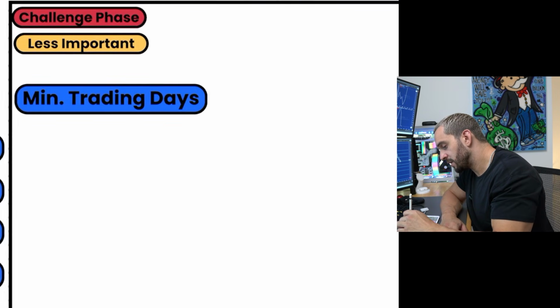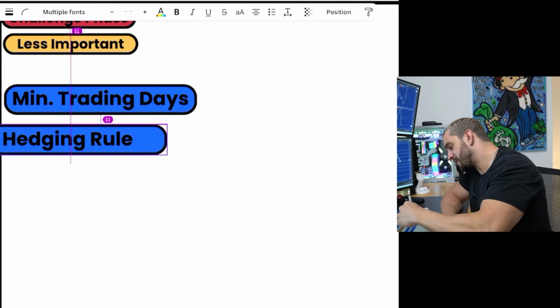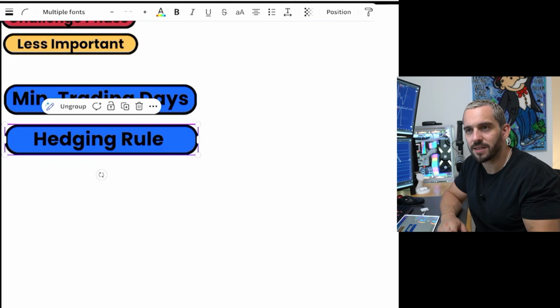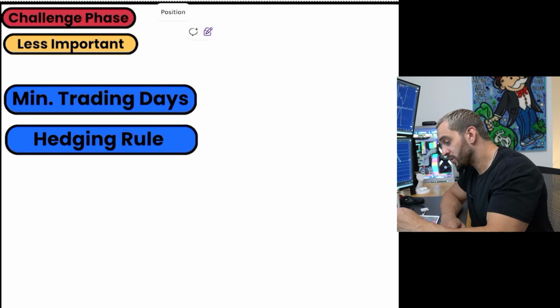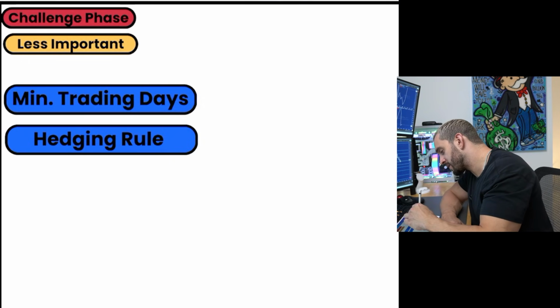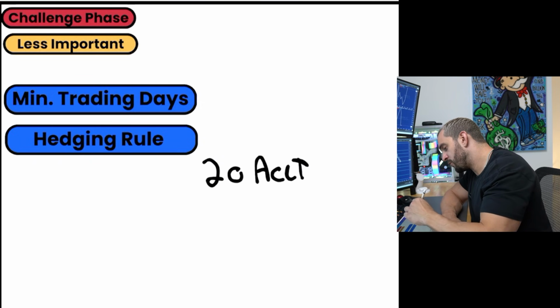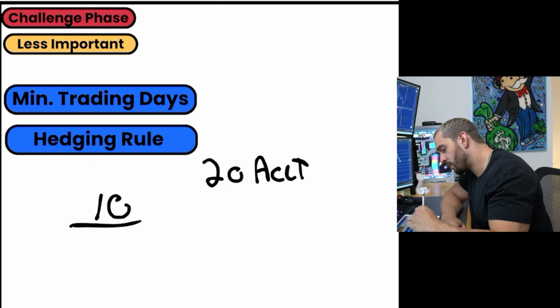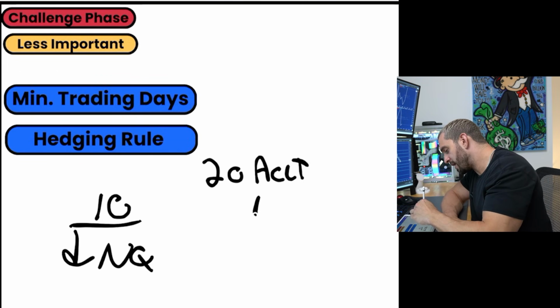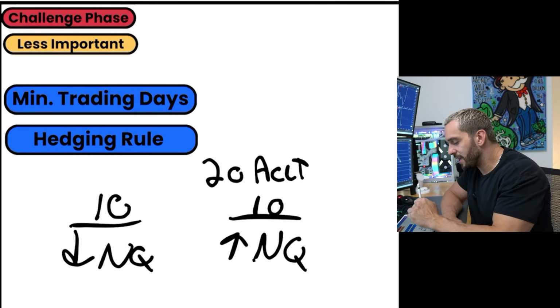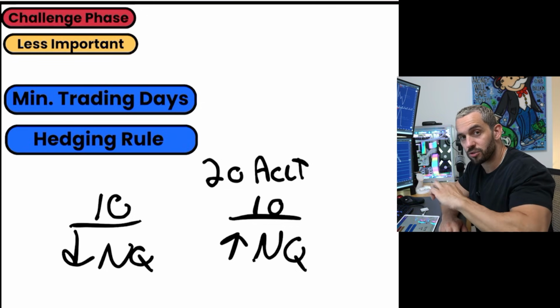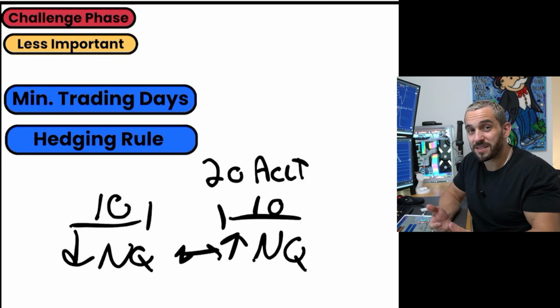And this brings us on to the next less important rule for the challenge phase, and this is the hedging rule, which basically just states don't be in a long position and a short position at the same time, right? So if you were to go to Apex and buy 20 accounts, and you took 10 of those accounts and went short on NASDAQ, NQ, MNQ, whatever, and then took the other 10 accounts and went long, which means entering buys on NQ, this is violating the rules. You can't be on the same account in separate trades in two different directions. That's it. It's a very simple rule.